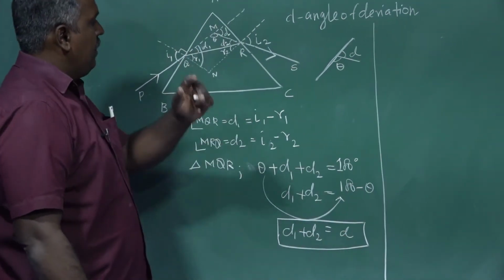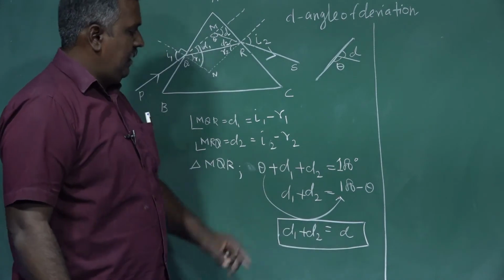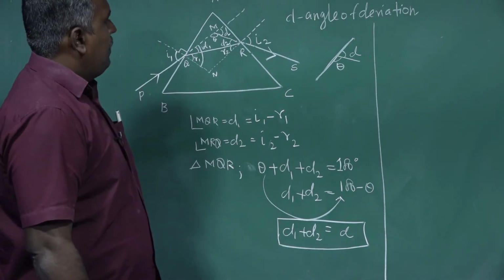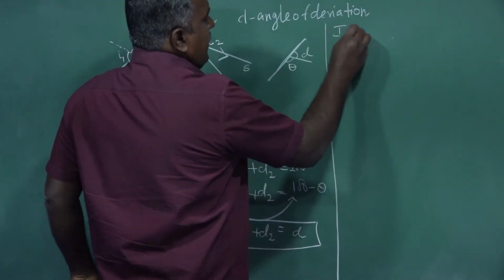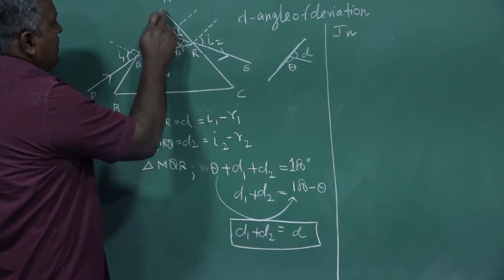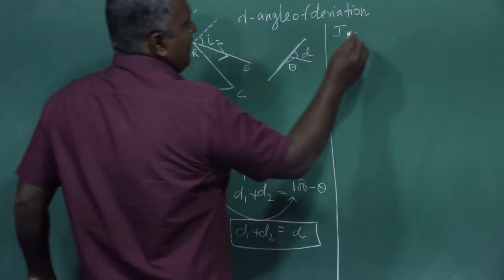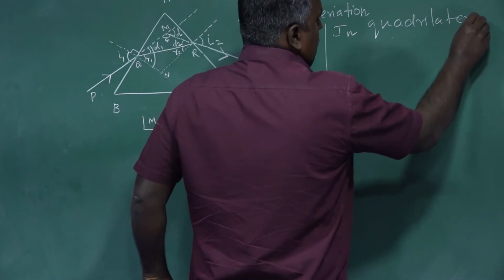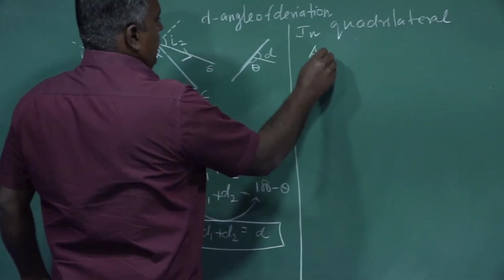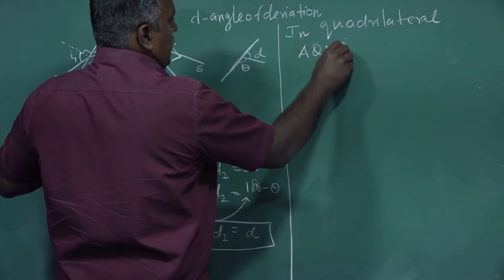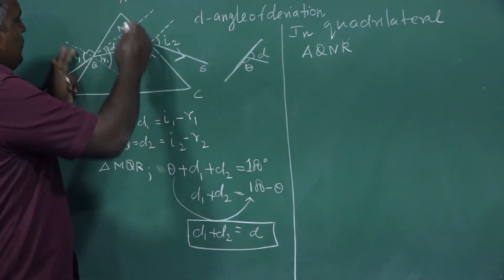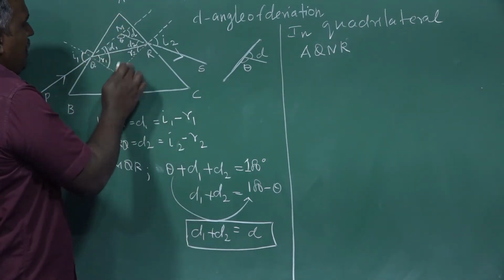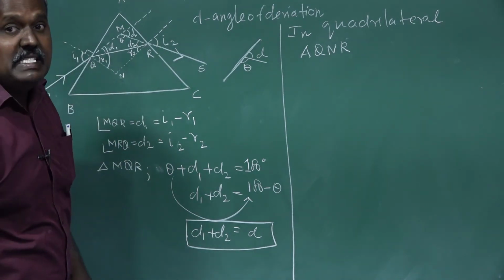Then d1 plus d2 is equal to d. Angle of deviation. Then n. What is this? A, Q, N, R, quadrilateral. Sum of the angles of this diagram A, Q, N, R is equal to 360 degree.